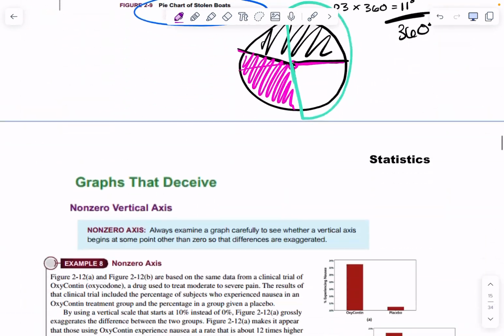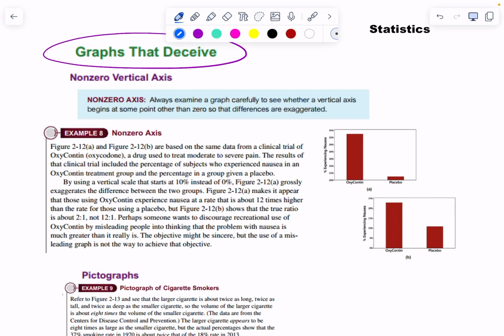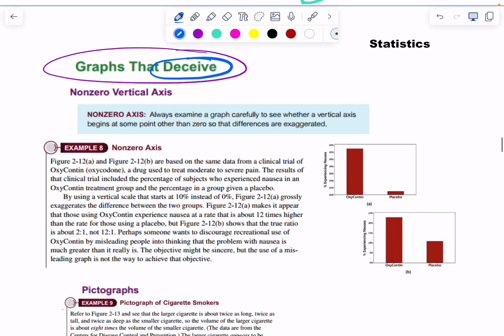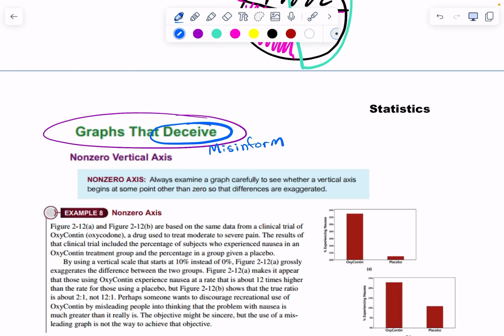Now, we are on to the very last page of the notes, which is graphs that deceive. What does deception mean, or what does deceive mean? Like misinform. I like this. Misinform is the correct word. Misinform is deception. Graphs that deceive. It gives you misinformation. Okay?